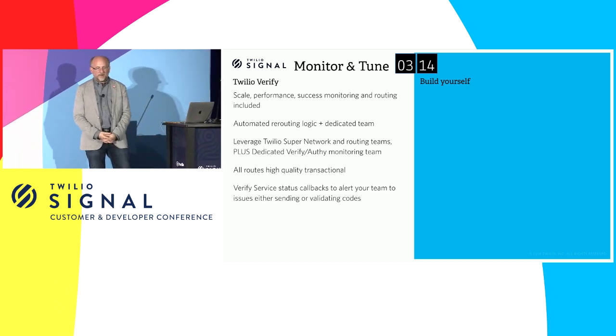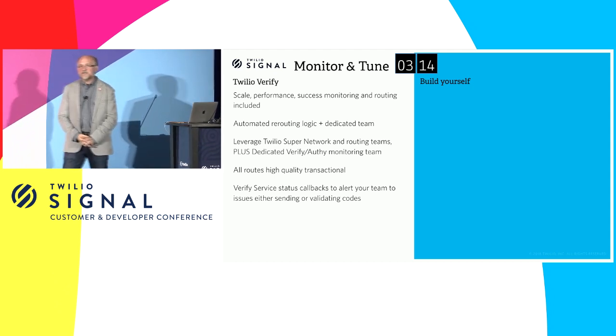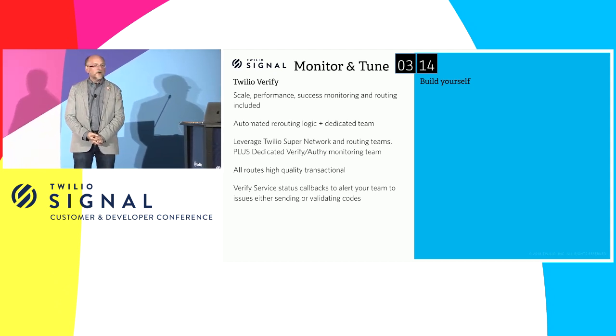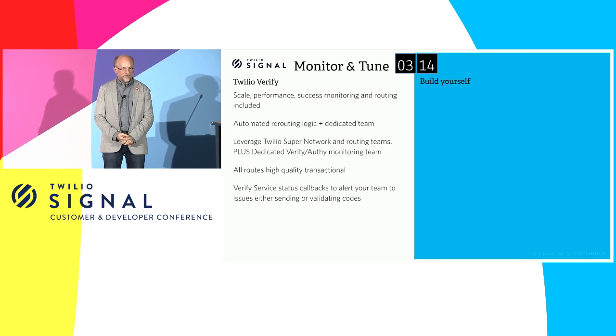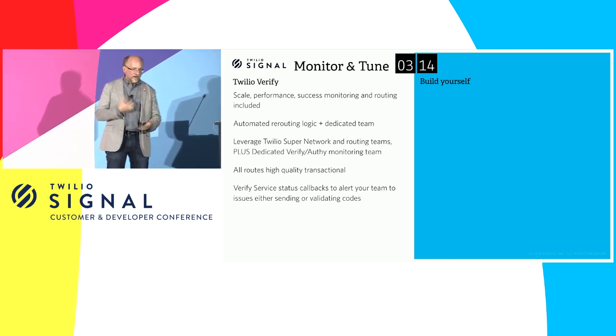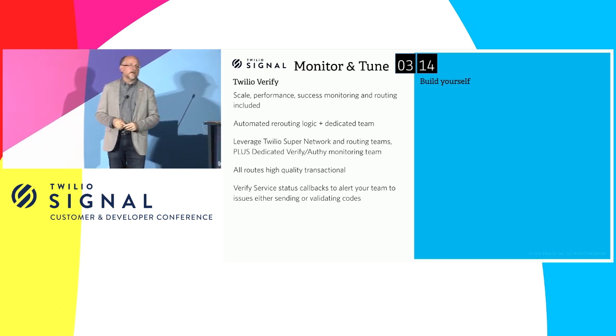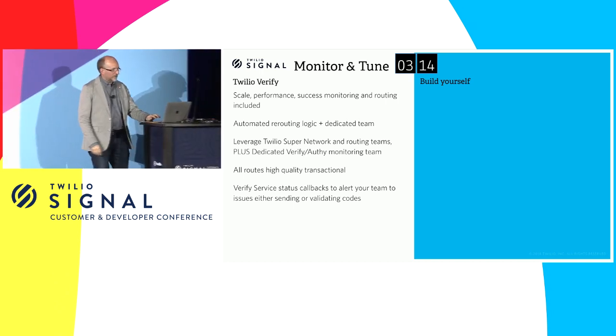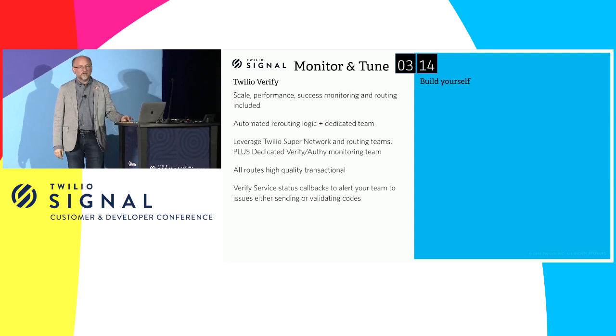And you get Verify service status callbacks. These are status callbacks specific to the Verify product to alert you to any issues sending, which is an SMS or voice issue, but more importantly, issues even validating codes. Like if we're seeing some success problems in a country, you'll be able to get alerts on that.